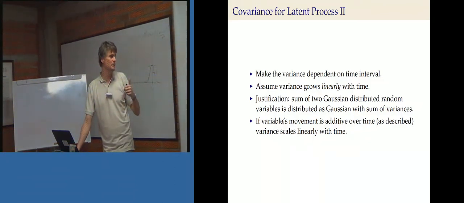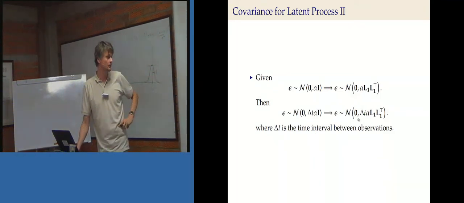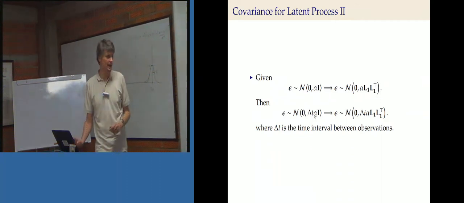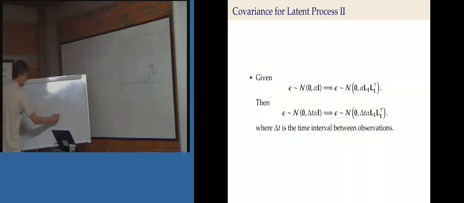Now, if the x variable's movement is additive over time, that means the variance will scale linearly with time. So what I'm going to do is substitute, I'm going to take the discrete value and say, well, we're going to add in this time interval, delta t. What's going on here is I'm trying to subdivide that initial system. So I start out with time 1, and then time 2, and then time 3. And I'm trying to ask the question, what's going to happen between these times?